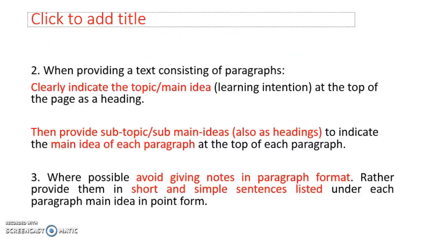Okay, when you have got a text and it contains a lot of content-loaded information, try to break up your text so that the child can clearly see what is contained in terms of content within it. So at the top of your page, write down what the learning intention or the main idea or the topic of the content is. And then at the top of each paragraph, write down the main idea of the paragraph. Underline it and make it a heading so that the child can easily locate and find information.